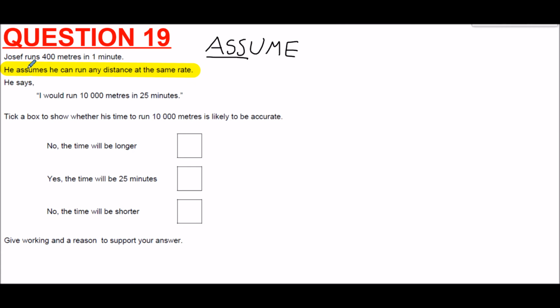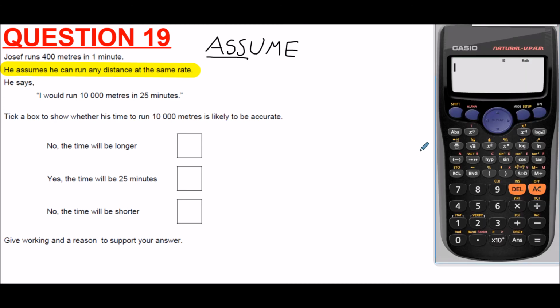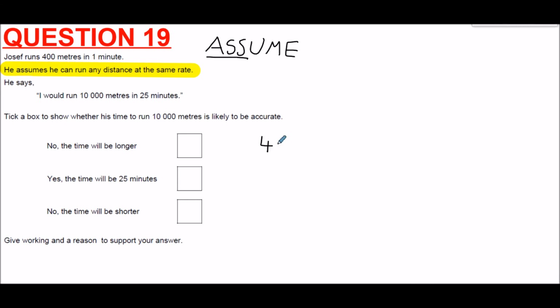So this is a big word, assume. Well, it's only 6 letters. I mean, it's big in a metaphorical sense. He reckons, because he can run 400 meters in 1 minute, he could run 10,000 meters in 25 minutes. So let's just think about what he's saying. 25 minutes is 25 times as long. So maybe, yeah, he could run 25 times as far. So let's just try that. 400 times 25 equals 10,000. So it's very tempting to say, yeah, Joseph, you must be right. 400 times 25 equals 10,000 meters.